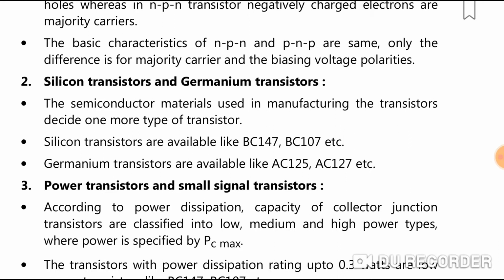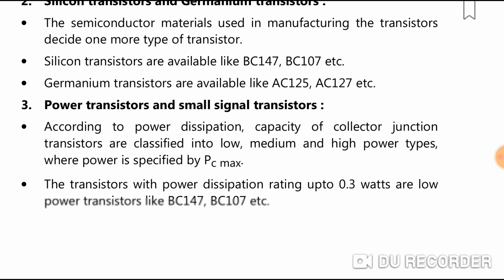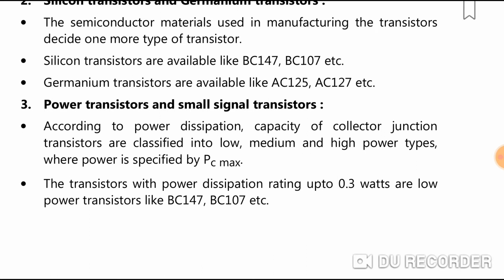Silicon transistors and germanium transistors. The semiconductor material used in manufacturing the transistor decides one more type of transistor, that means which material is used for construction of a transistor, silicon or germanium. Silicon transistors are available like BC147, BC107, etc. Germanium transistors are available like AC125, AC127, etc.